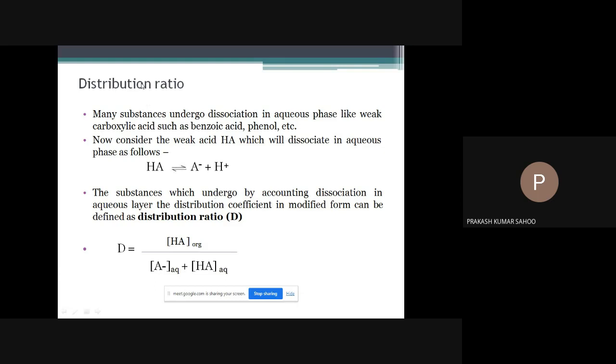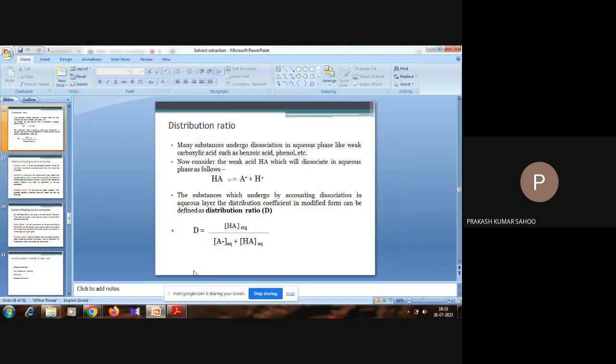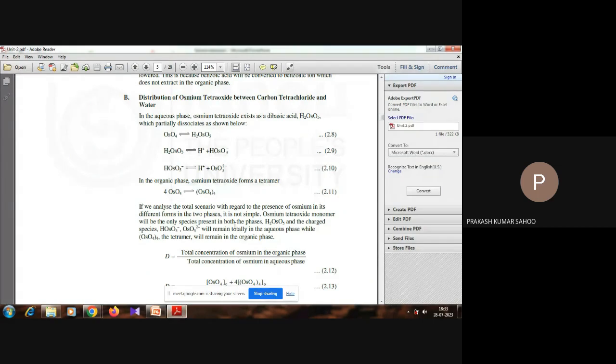So, okay. This is the distribution ratio, that is total concentration in organic phase divided by total concentration in aqueous phase. So we have this example. The second example will be the distribution of osmium tetroxide OsO4 in carbon tetrachloride CCl4 and water.